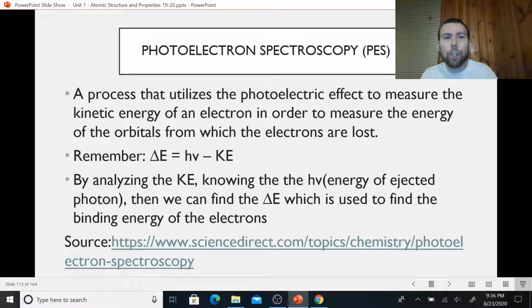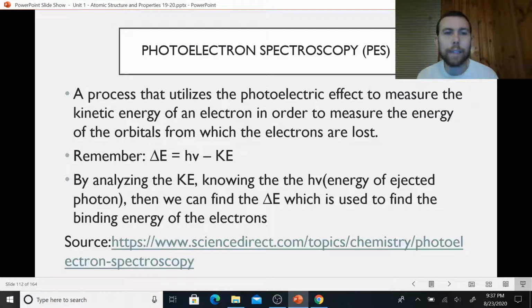Now, to look at the change in energy here, which we're going to call the binding energy, delta E binding energy, is going to be equal to h nu, which is from Planck's constant. So Planck's constant times the frequency minus the kinetic energy of the electron that's being lost. So that's how we're actually going to calculate binding energy.